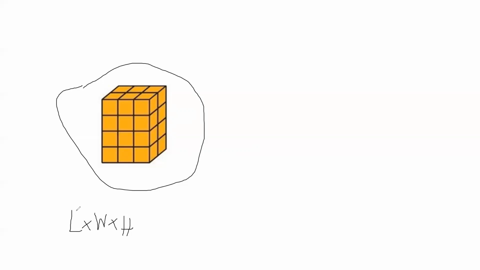And all that really means is focus on one of the faces, and multiply the length times the width, like you're just trying to find its area. 2 by 3 would be an area of 6, and then multiply by how high up and down 6 goes. The height, 1, 2, 3, 4, and 6 times 4 is 24.